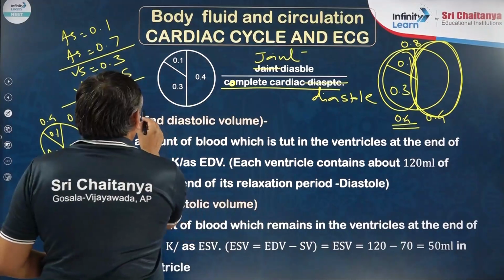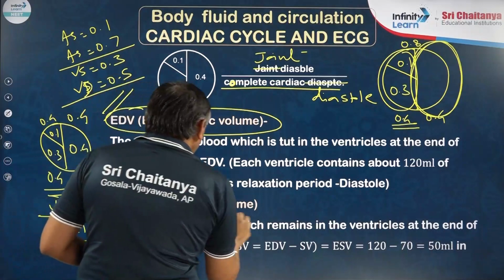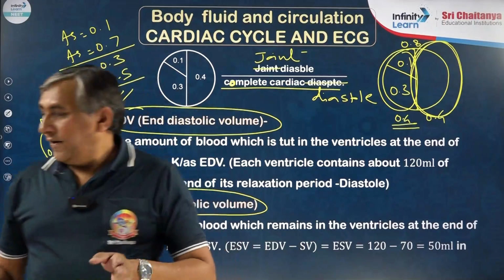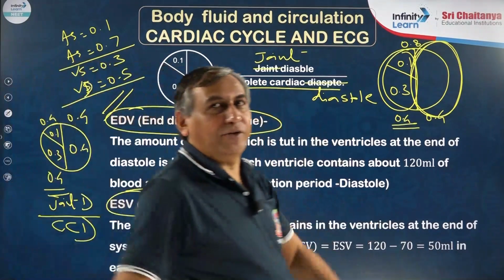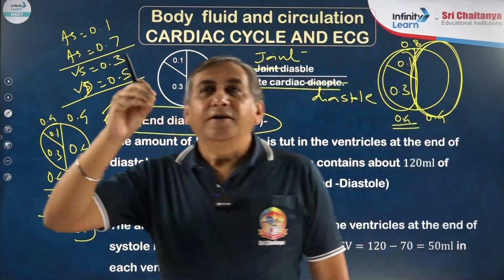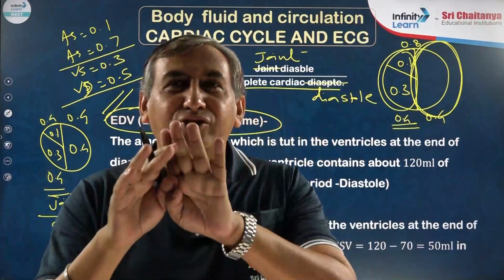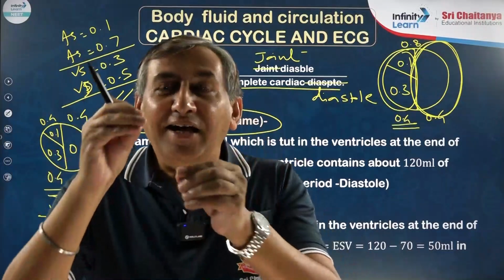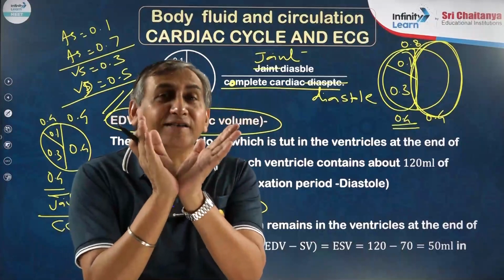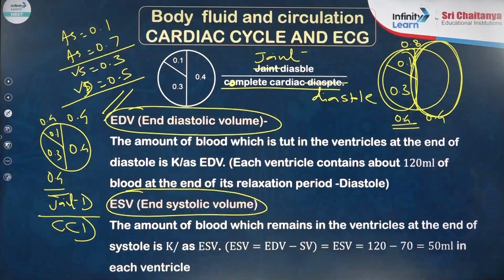So I will explain 2 points. EDV, end diastolic volume, and ESV, end systolic volume. All the volumes are related to the ventricle. Now, listen carefully. See the heading: end diastolic volume. End means finished. Diastolic means diastole. Volume. At the end of diastole, how much blood is present in the ventricles? That is known as the end diastolic volume.